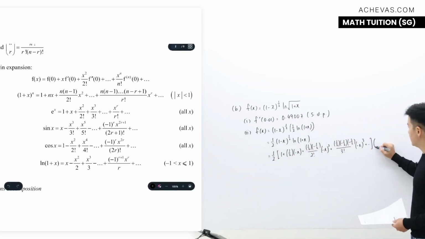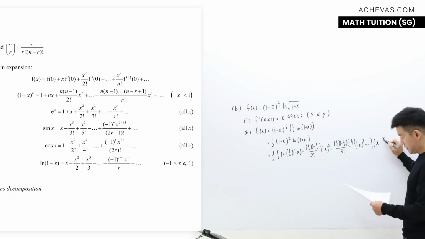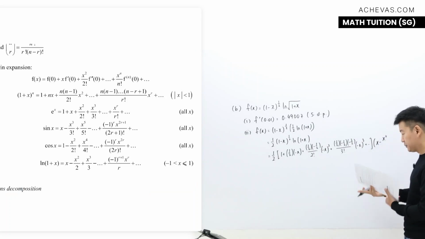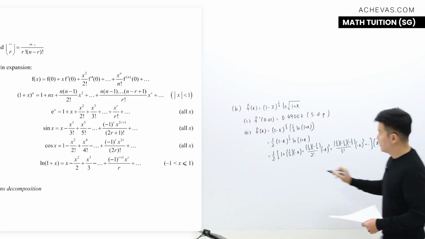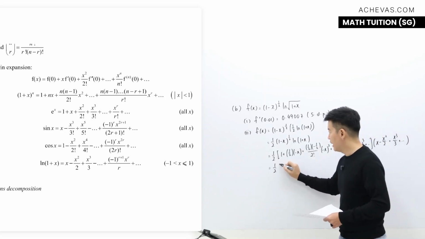So with that, here is going to be x minus x squared over 2, then x to the power of 3 over 3, and so on. Simplifying this, we will have a half here.